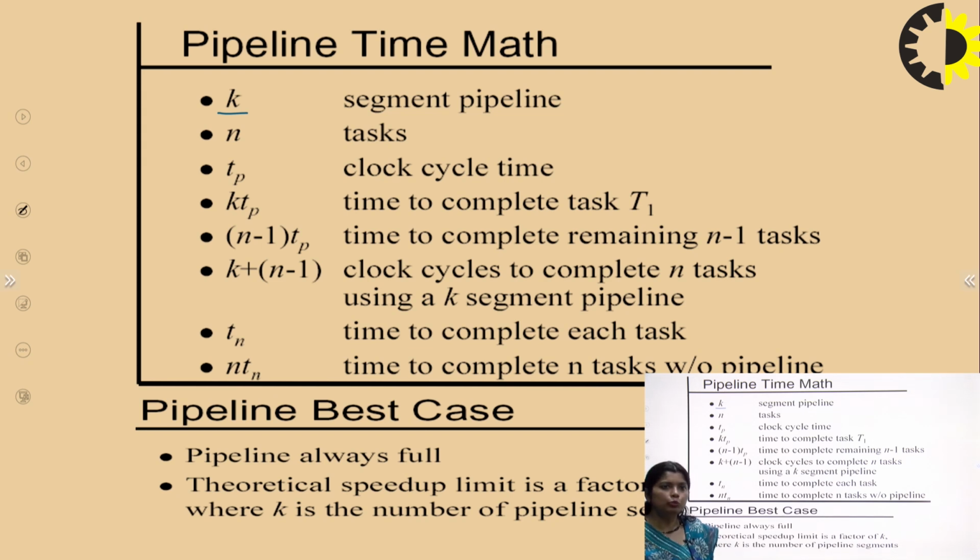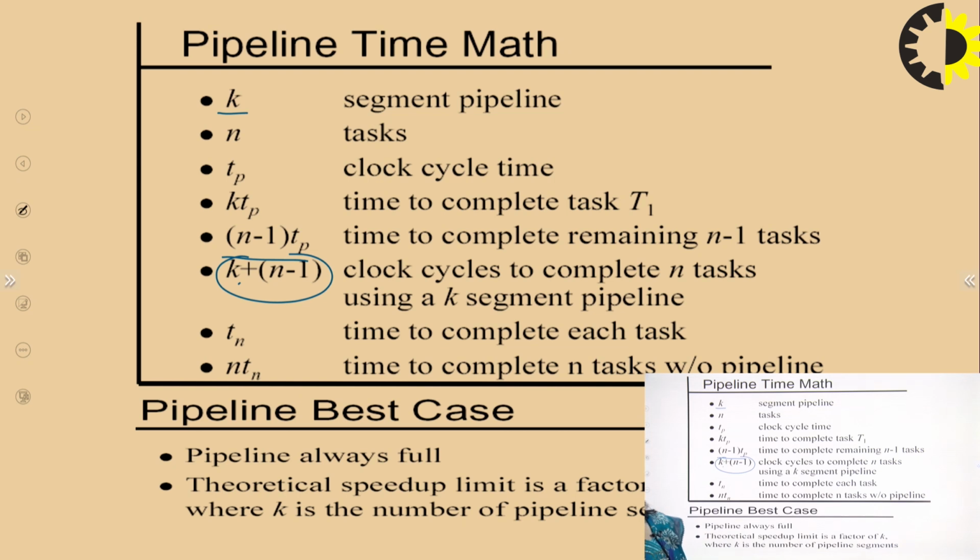And the K into TP is to complete the remaining task, whatever the task will be executed. And the N minus 1 into TP is to complete the remaining N minus 1 tasks. And this you have to remember: K plus N minus 1, that is the clock cycle time to complete N tasks with a K segment pipeline.